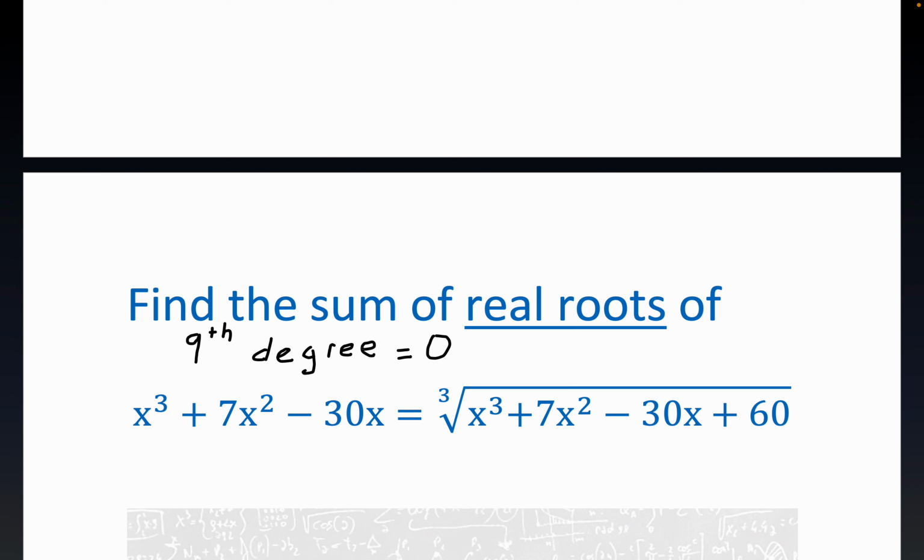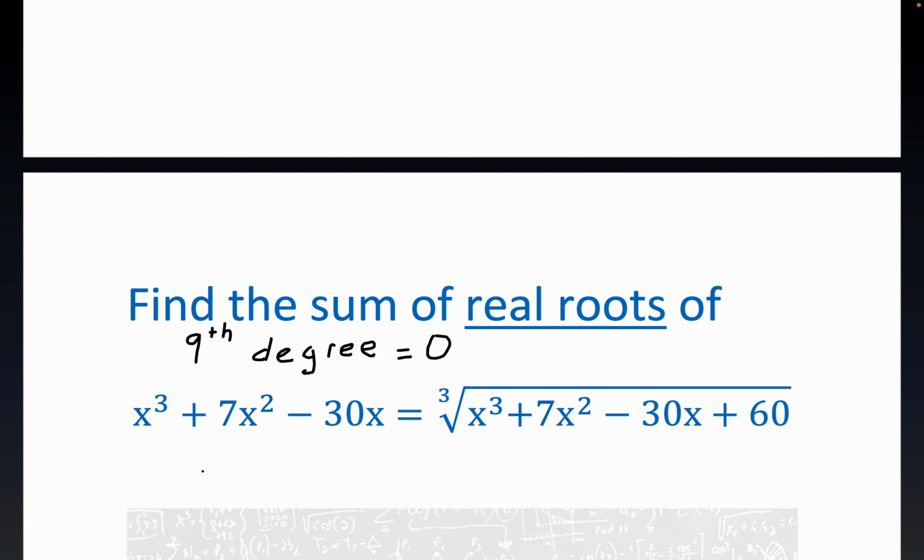But we would have a ninth degree polynomial equal to 0 with 9 possible zeros. Many of them would probably be complex solutions occurring in conjugate pairs. We're supposed to find the sum of the real roots. Now, something that really sticks out right here is the presence of the same three terms both on the left-hand side and within the cubic radicand.